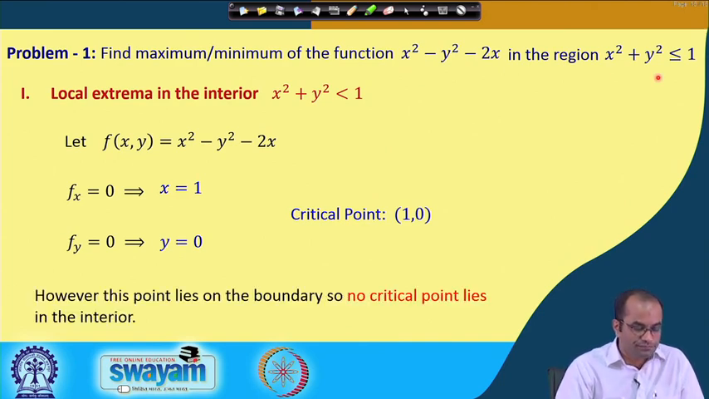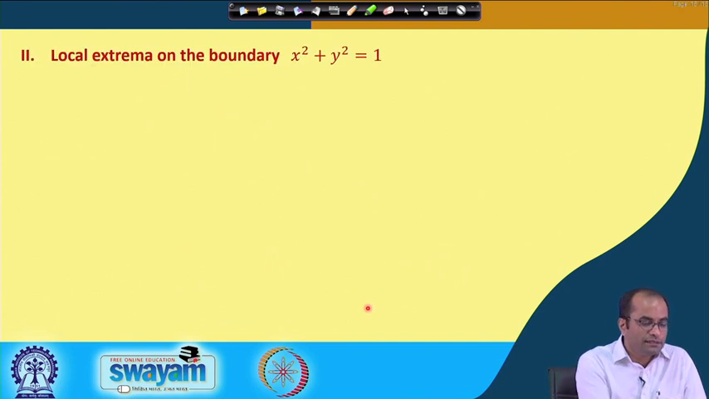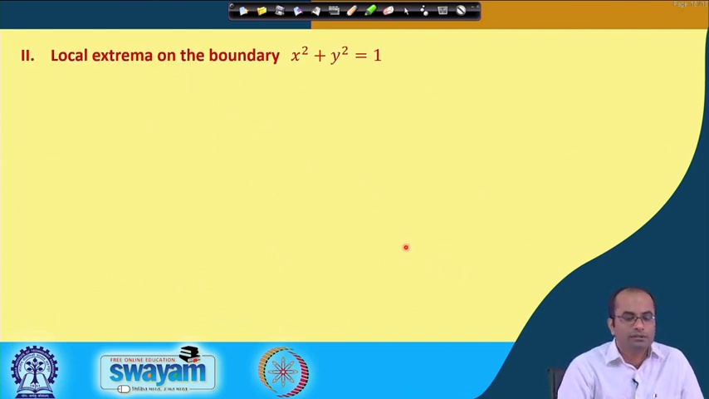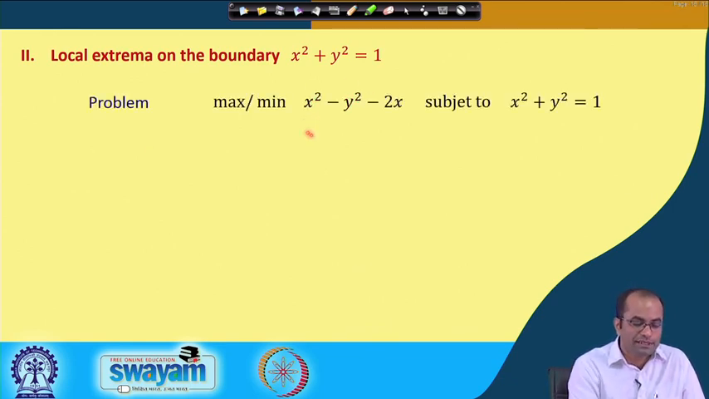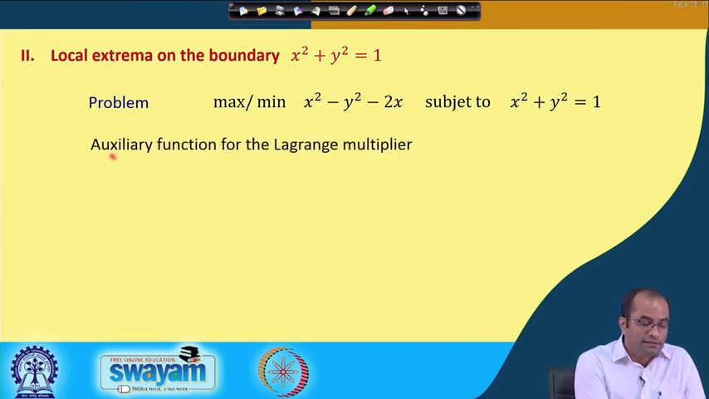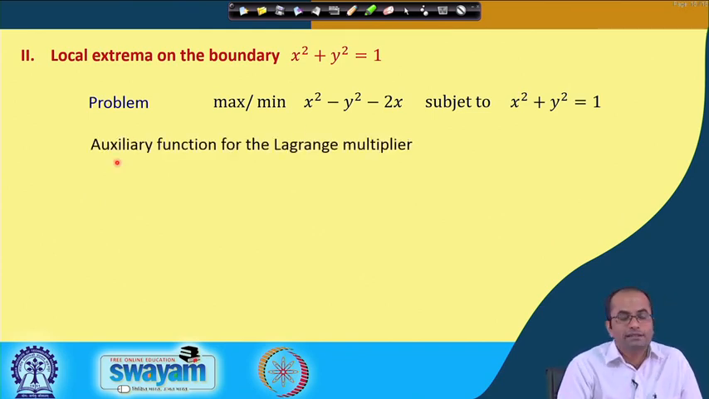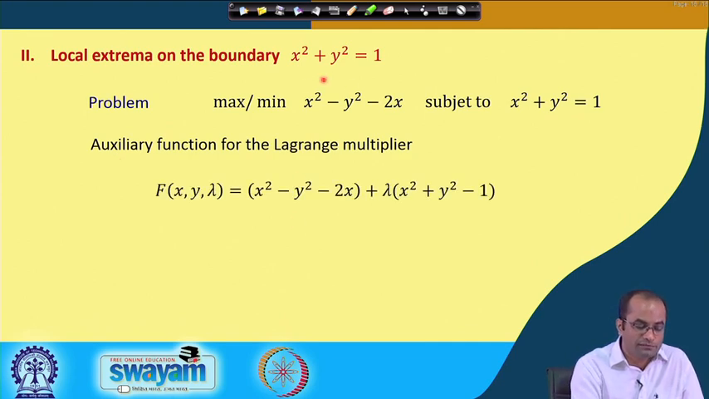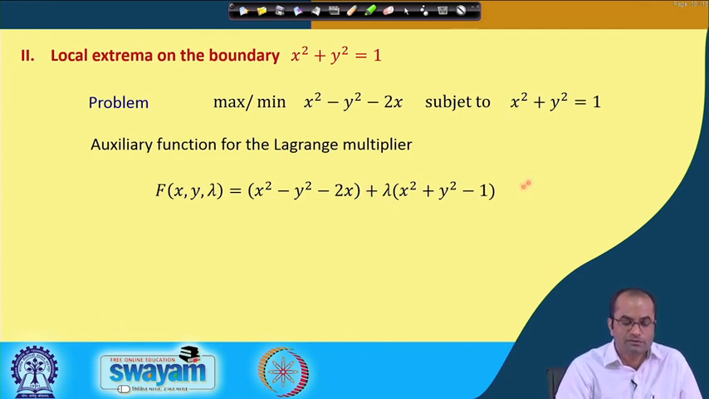So, the next problem will be that we will look now for the local extrema on the boundary, x square plus y square is equal to 1. So, the problem is to find the maxima and minima subject to this condition, and that is the problem which we will solve using the Lagrange multiplier, because here we have exactly this constraint that x square plus y square is equal to 1. And for that we have to define the auxiliary function. So, that will be this function itself, x square minus y square minus 2x, plus lambda times this constraint x square plus y square minus 1.